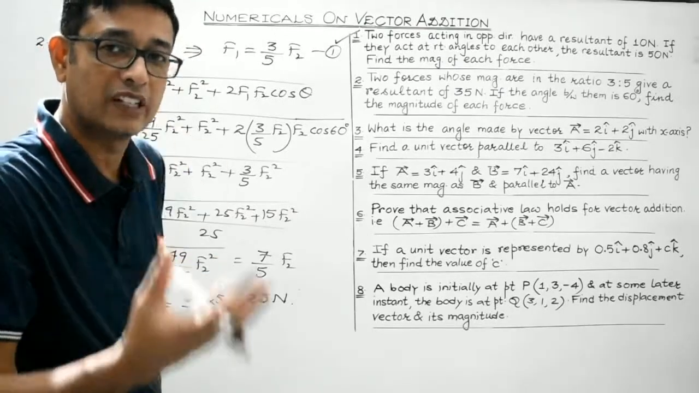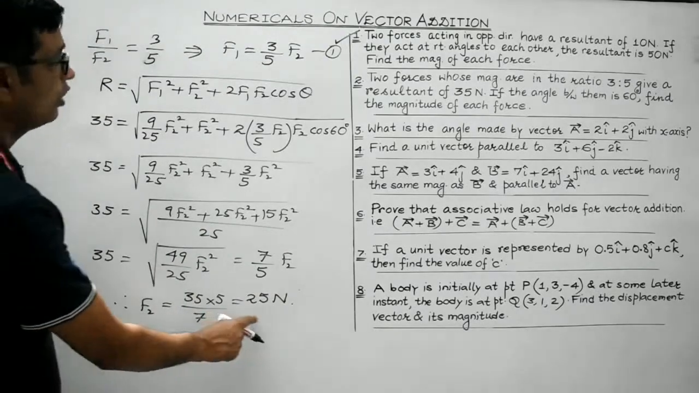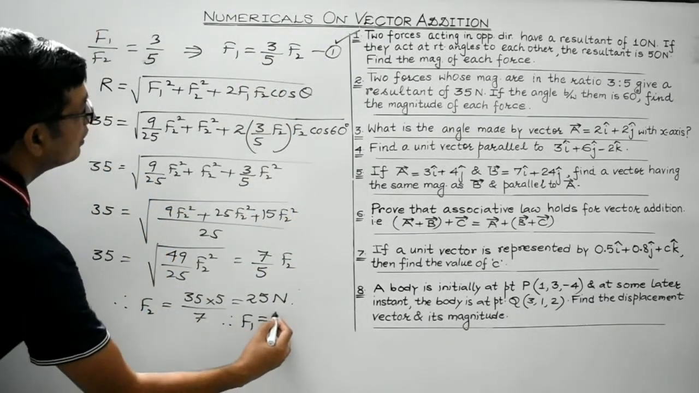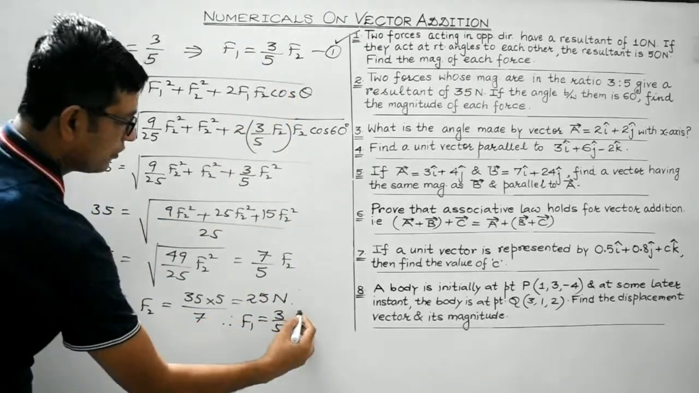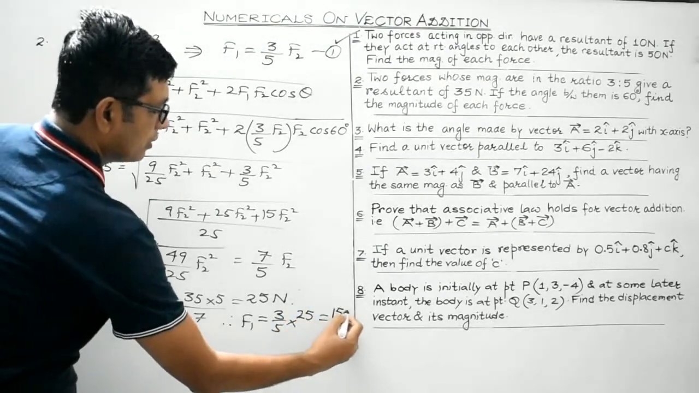So simply by using the results which we have obtained during the analytical treatment of triangle law and the parallel law of vector addition, this question can be easily solved. So we have got the value of F2. Now F1. F1 is 3/5 of F2. F2 is 25. So 5 5 is 25, 5 3 is 15 Newton.